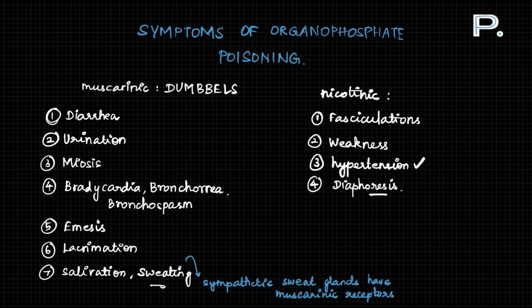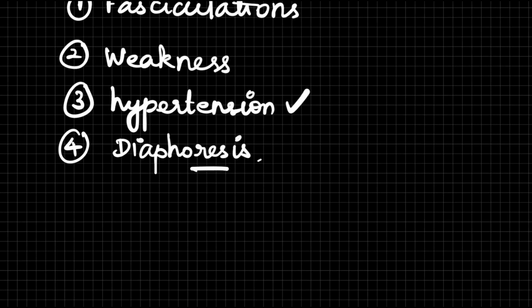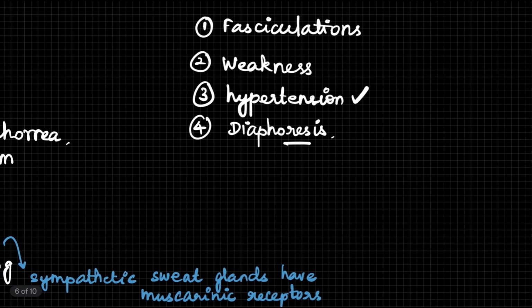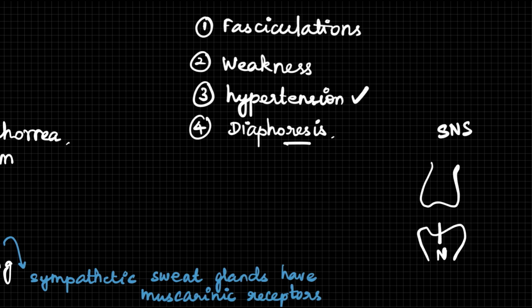These symptoms are classically under sympathetic overstimulation. Here it is given not to confuse you. There is a mechanism behind that. So, in case of nicotinic overstimulation in the sympathetic nervous system, this is a presynaptic nerve ending and this is a postsynaptic nerve ending. Here, there are nicotinic receptors which are stimulated by acetylcholine. So, when there is OP poisoning, the sympathetic nervous system is overactivated, leading to symptoms of hypertension and sweating.